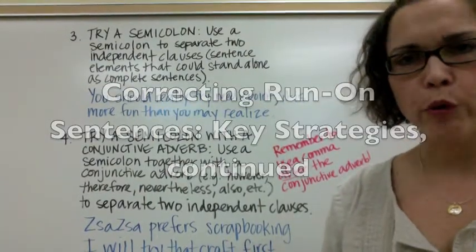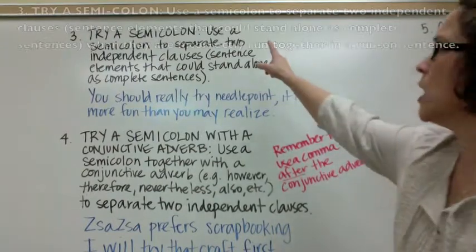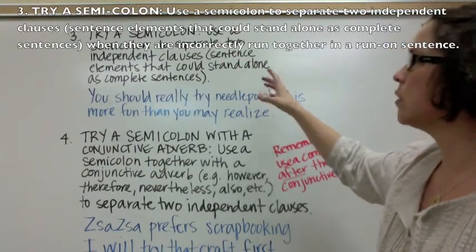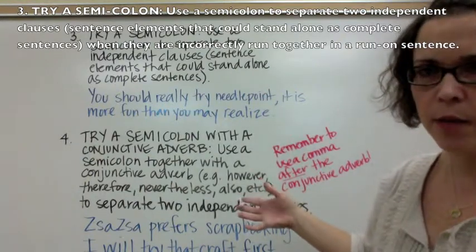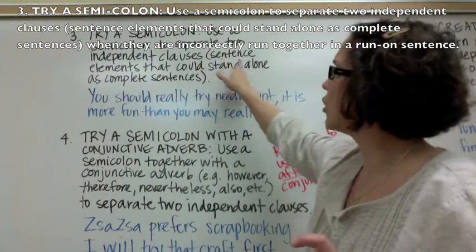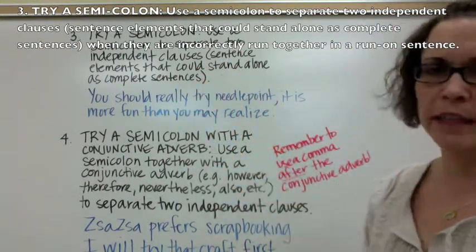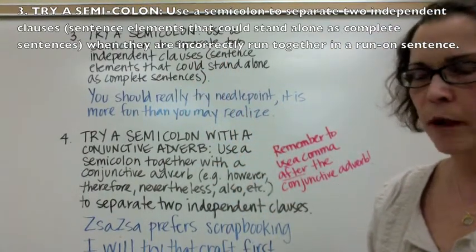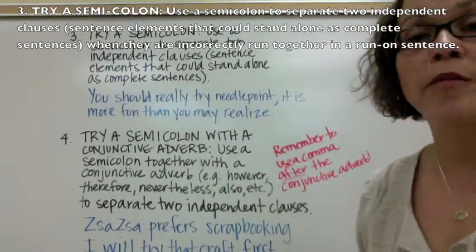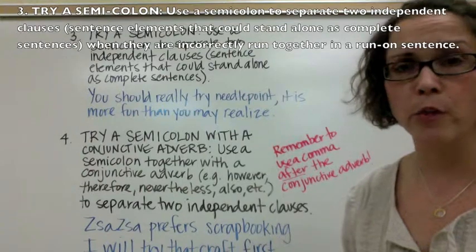Strategy number 3, try a semicolon. All right, use a semicolon to separate two independent clauses when they are pressed together in the same run-on sentence. And as it says here, independent clauses are sentence elements that could stand alone as complete sentences. We're going to talk a lot more about clauses later, but I wanted to go ahead and use the term independent clauses. Some of you are hopefully already familiar with it.